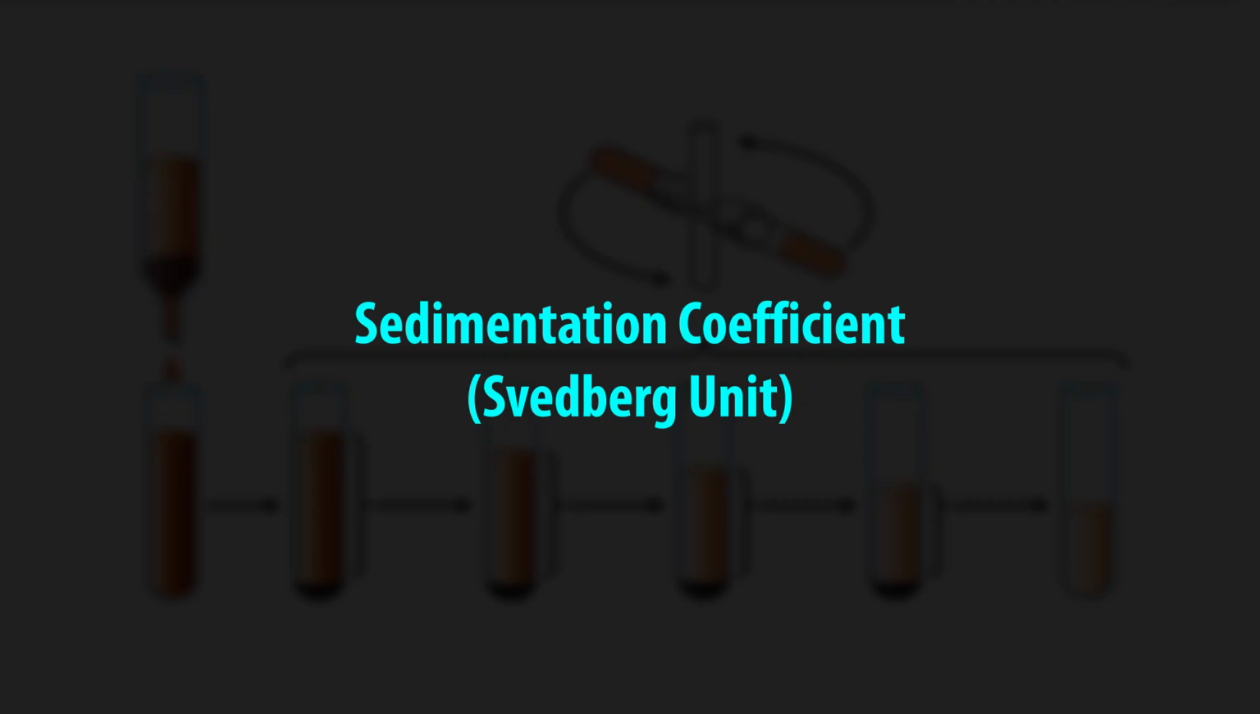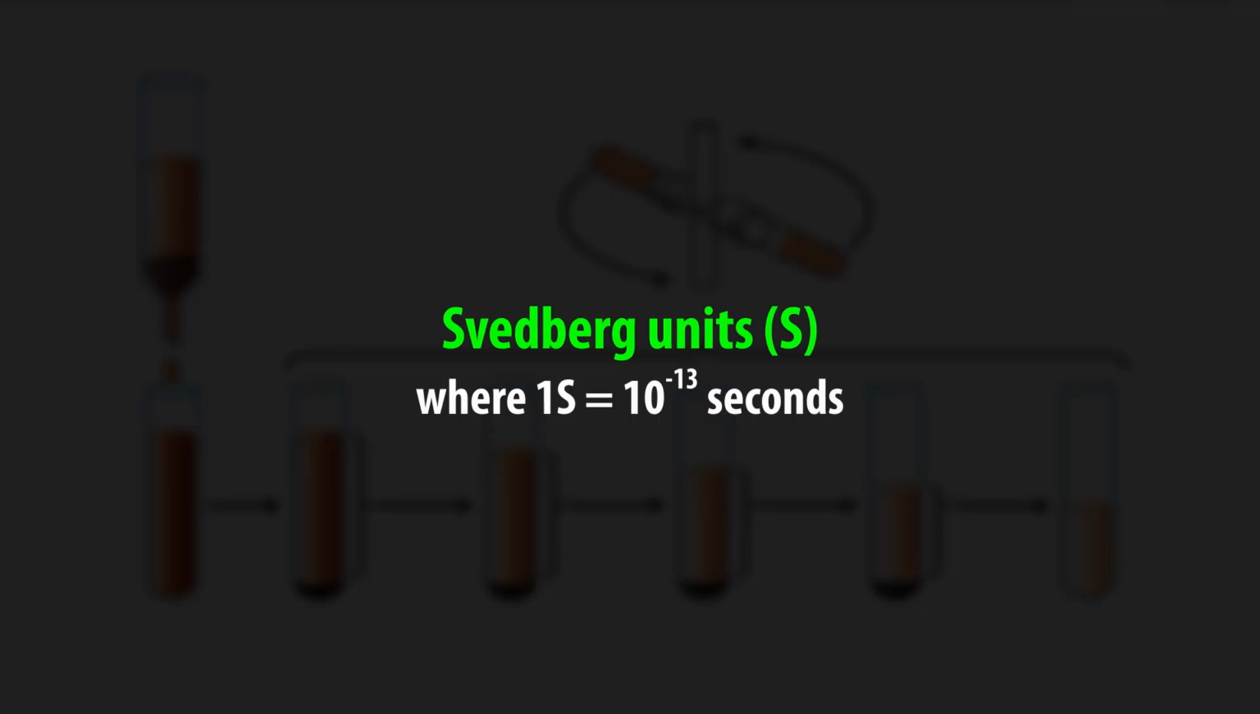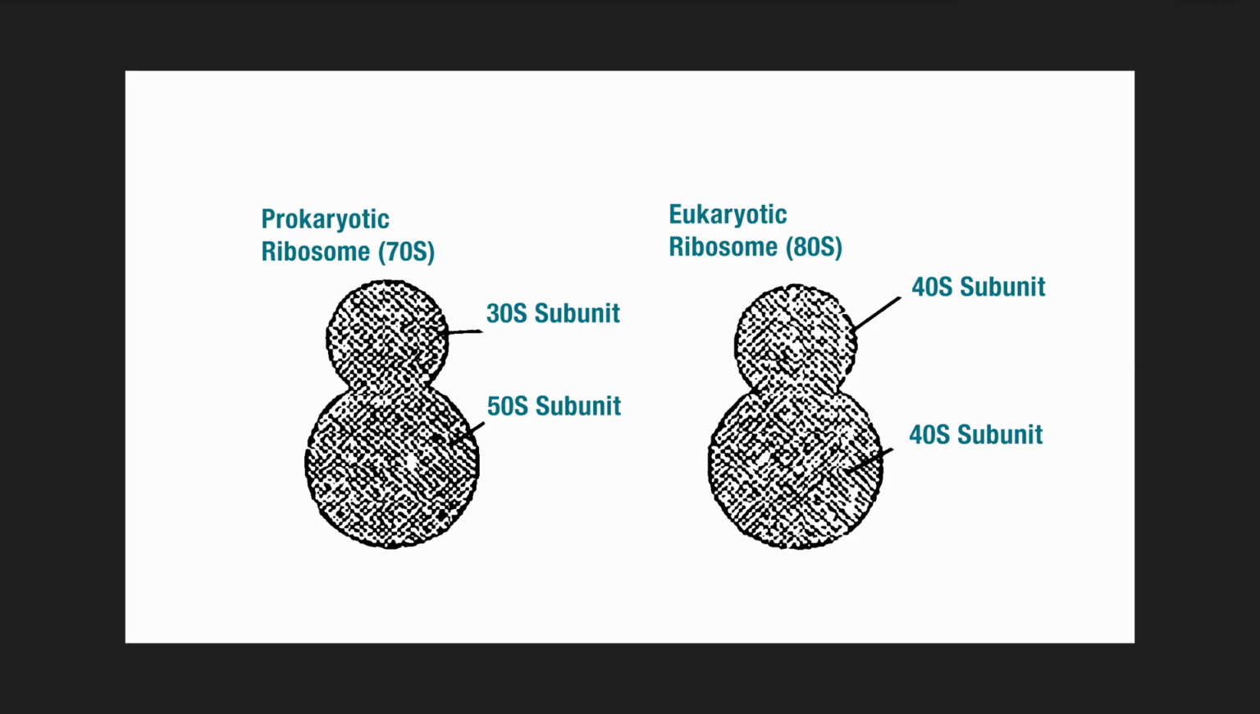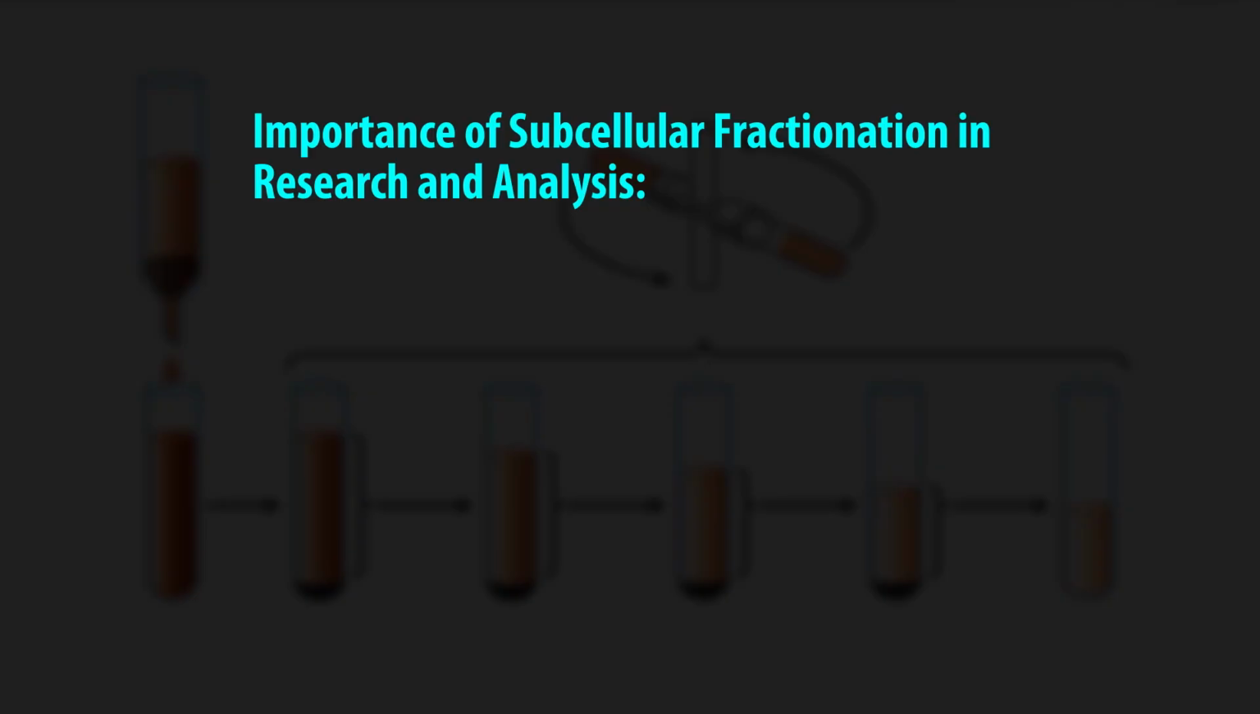Sedimentation coefficient, or the Svedberg unit. The rate of sedimentation is often expressed in Svedberg units, represented by S, where 1 Svedberg is 10 raised to the power minus 13 seconds. Ribosomes, for example, are classified as 70S in prokaryotes or 80S in eukaryotes, indicating their sedimentation behavior.